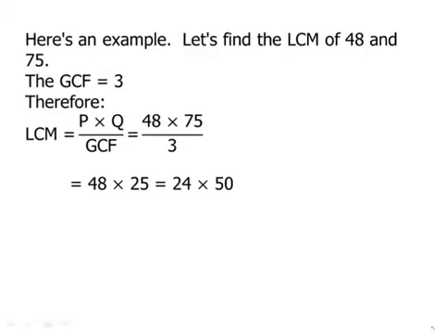I'm going to double and halve again. I'm going to take double of 50, which is 100, and half of 24, which is 12. That gives me 12 times 100. Well, that I can do without a calculator. 12 times 100, that's 1200. That is the least common multiple of 48 and 75.